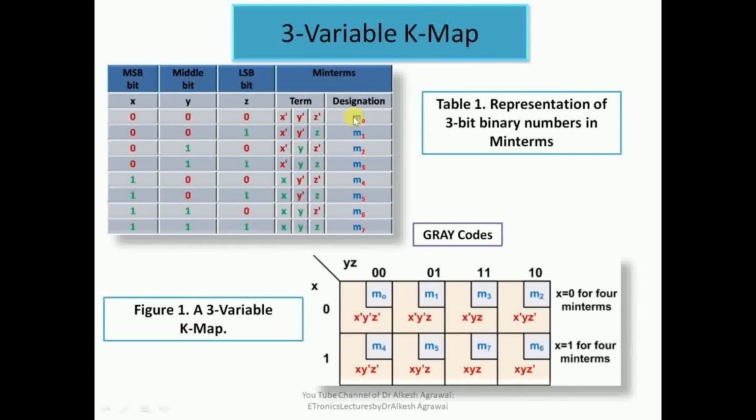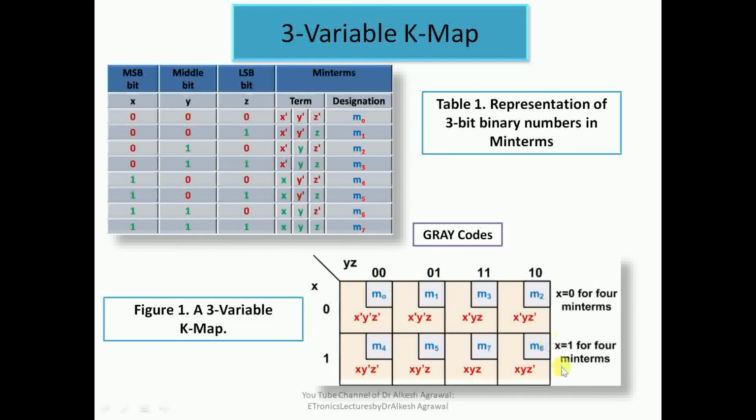Min terms are designated as small m with the decimal equivalent, and this is how we write a min term. If x is 0, we write x bar. If y is 0, we write y bar. If z is 0, we write z bar. These are also called product terms, and I have already discussed this in detail in my previous lecture on standard canonical forms. Here I am again brushing up the basics. So these are min terms, and now we'll come to the structure of a K map.